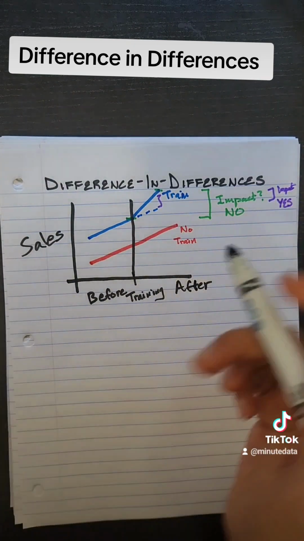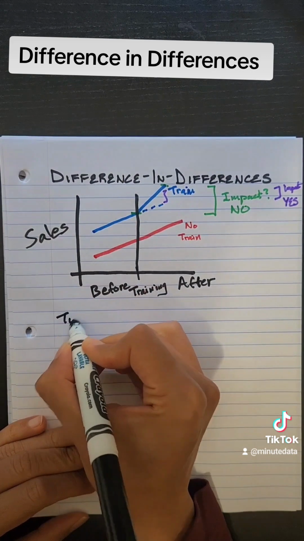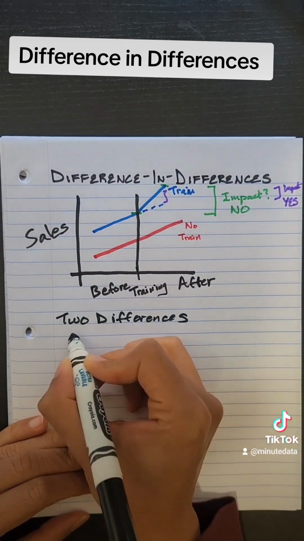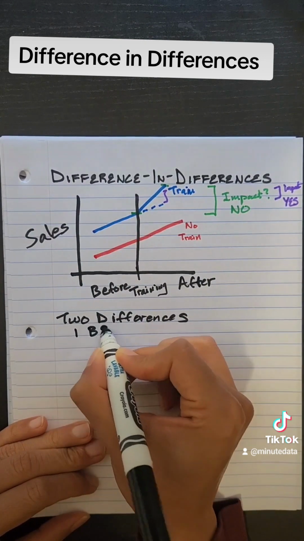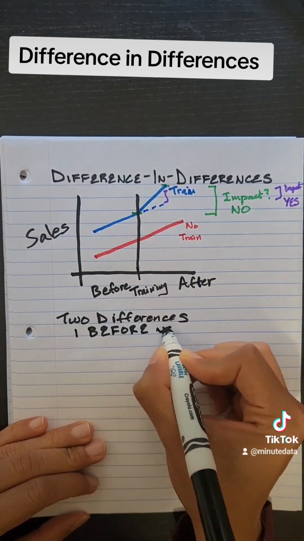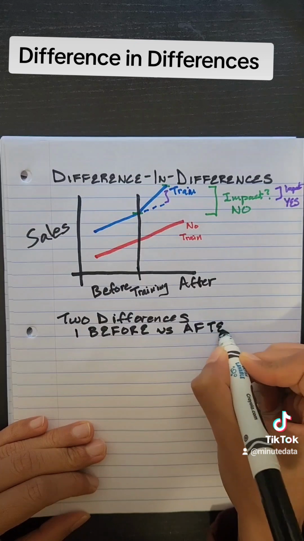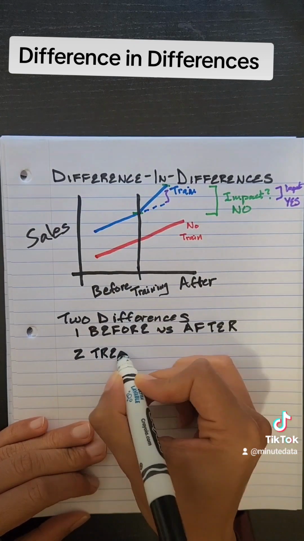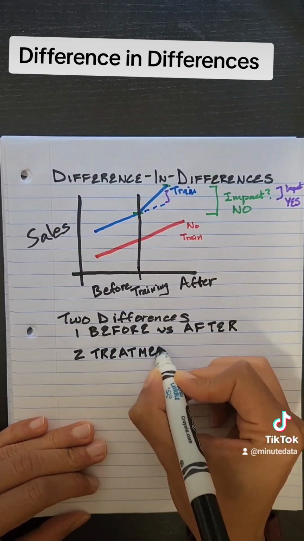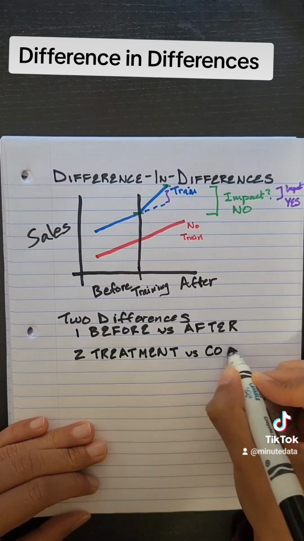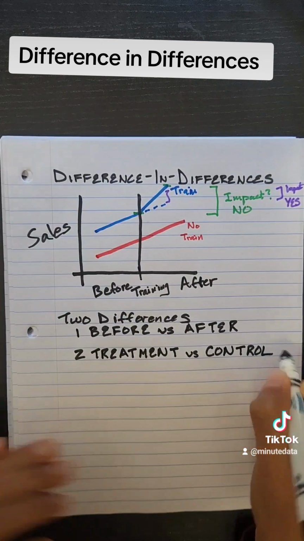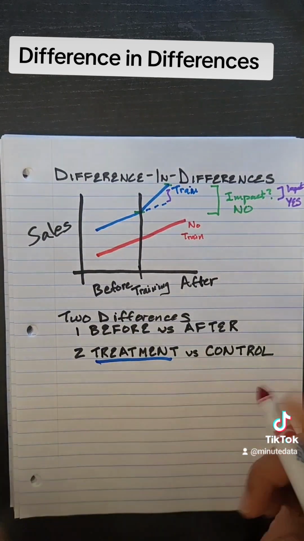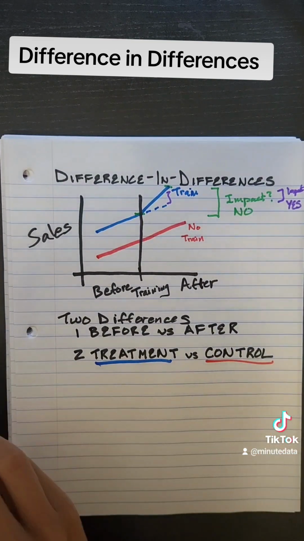Now, this is called differences in differences because there are two differences we need to consider. First is the before and after. And then the second difference is the treatment versus control. In our case, our treatment was the blue group that got the training, and the control is the red group that did not get the training.